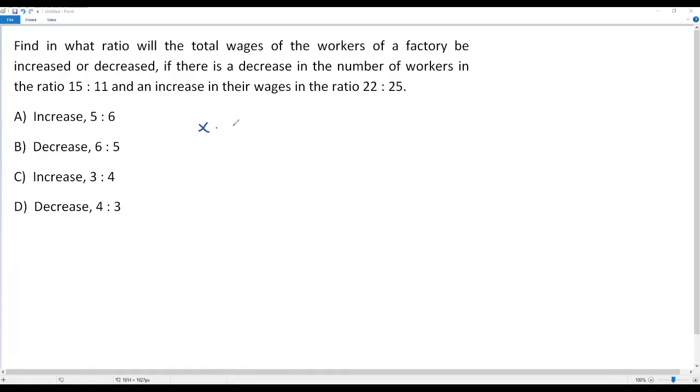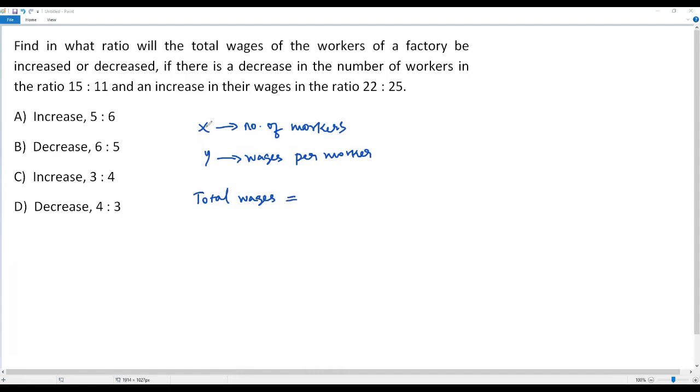Okay, let me assume X as the original number of workers. Let me write the stuff over here. And also Y as the wages paid per worker. Okay, before the given two changes, we have X number of workers in the factory, and for each worker, Y wages are paid. Now let's find the total wages paid to all the workers in the factory.